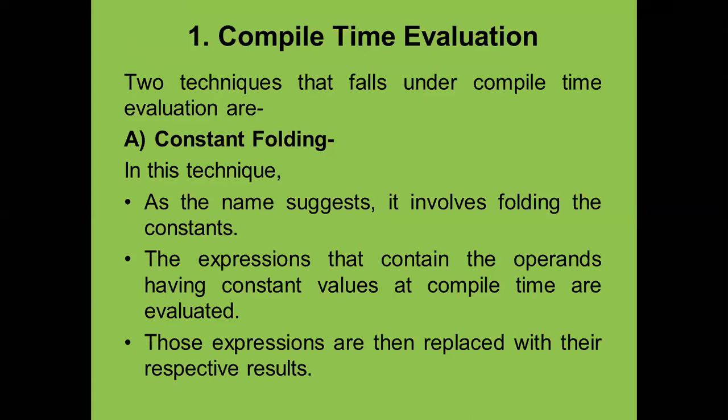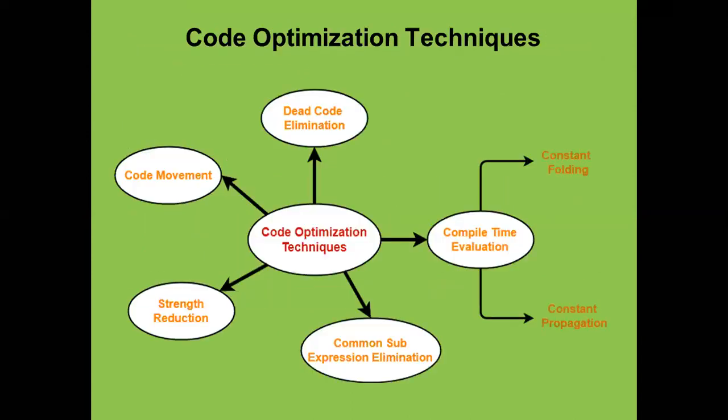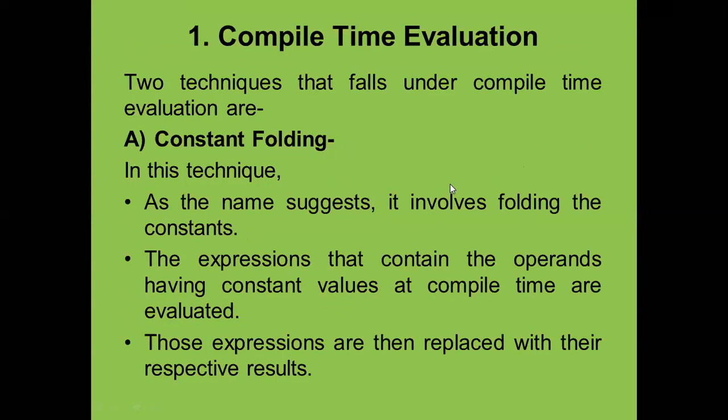First is called constant folding. We have just seen compile time evaluation, constant folding and constant propagation. It depends on two factors. So what is constant folding?